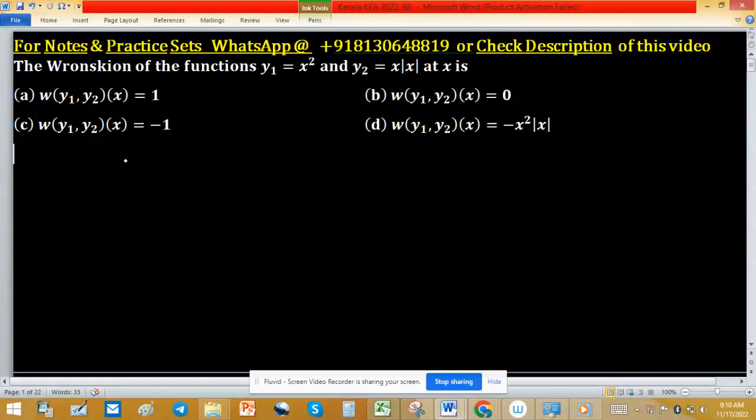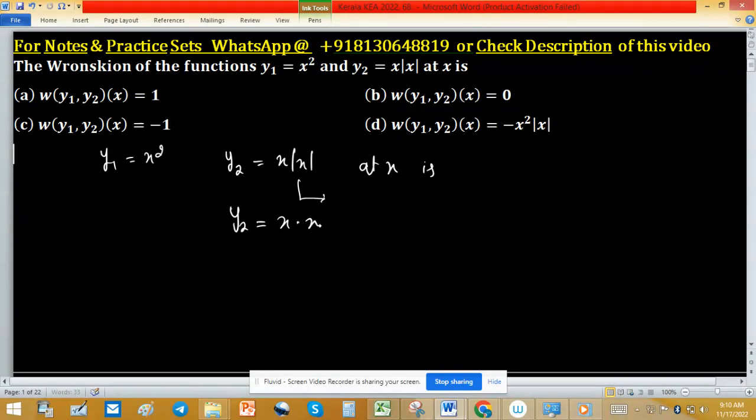Wronskian of the function y1 equals x square and second function y2 equals x mod x, at x is... You can write this mod function as y2 equals x into x when x is positive or greater than or equal to 0, and y2 equals x into minus x when x is less than 0. You can write further, minus x square.